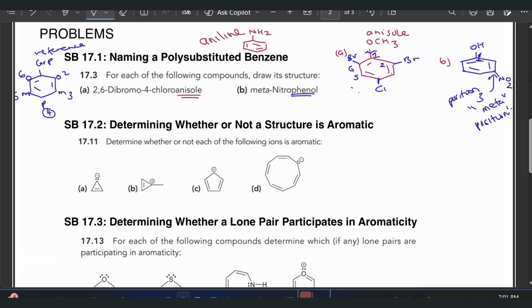Okay. Is A aromatic? Let's finish with 1711. Is A aromatic? I can use the rules for that, right? Yeah, the 4 rules.